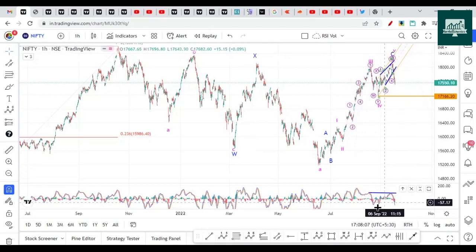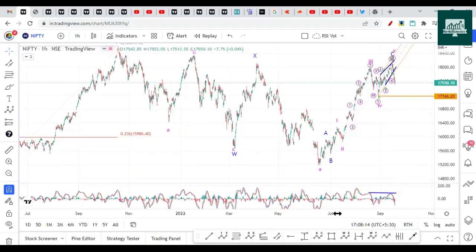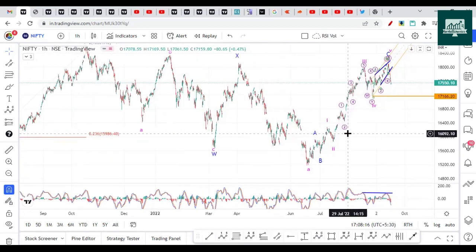So let's check that. Okay, so this looks to be broken. So the fourth wave's low looks to be broken by MACD. So this could be the signal that there is a drop.